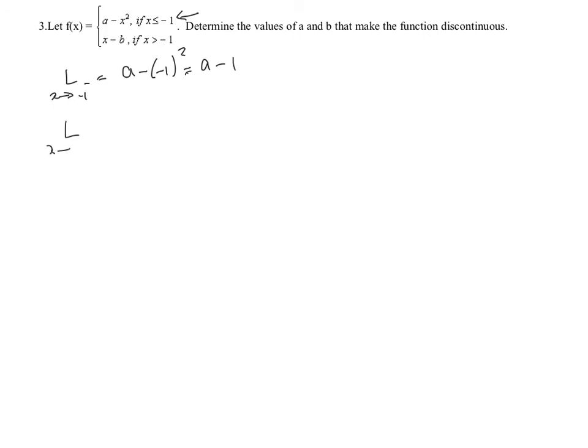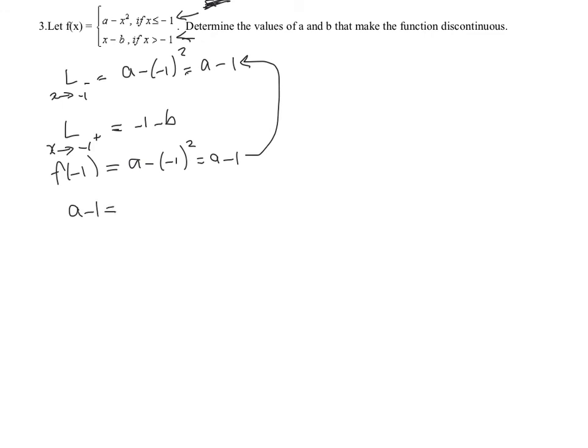Now the limit of the function when x goes to negative 1 from the right, I have to use this function. This means that it's minus 1 minus b. And the value of the function at negative 1, I have to use this function, which means a minus 1 squared, which is a minus 1. For a function to be continuous at a point, the left limit must be equal to the right limit, which must be equal to the value of the function. The value of the function and the left limit are the same, so this doesn't really help us. But the limits from left and right have to be equal. So this means for f of x to be continuous, a minus 1 has to be equal to minus 1 minus b.